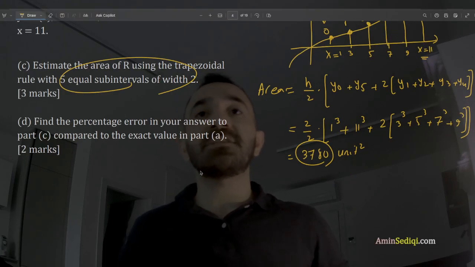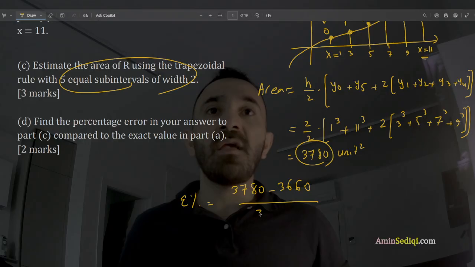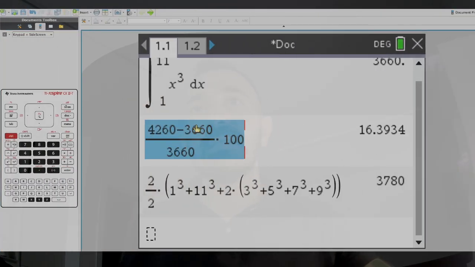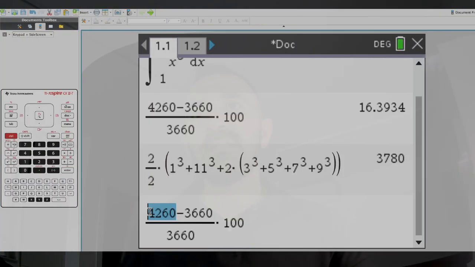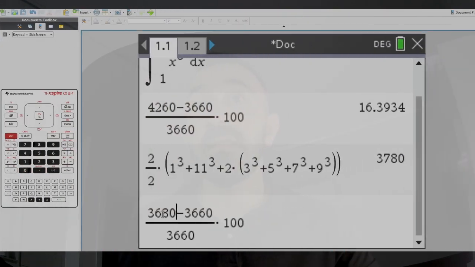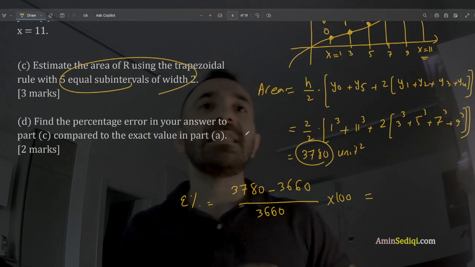3780. Can we find the percentage error? Percentage error in this case is 3780 minus 3660, divided by 3660, times 100. Okay, and definitely the percentage error is going to be less than the previous time. 3780, we're going to press Control Enter to have it in decimal. 3.28 is the percentage error.